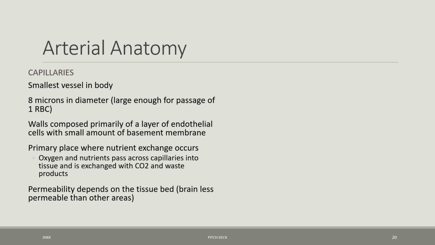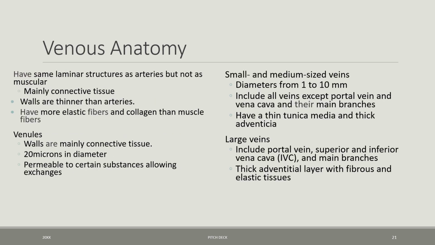The permeability depends on tissue bed. So you might have heard something about, you know, placental barriers or blood-brain barriers. So just because the blood can get to that area doesn't mean that the capillaries are always going to be as permeable as one might like. And that actually is a life-saving protection component of our body to prevent certain things from getting into our brain or to a baby.